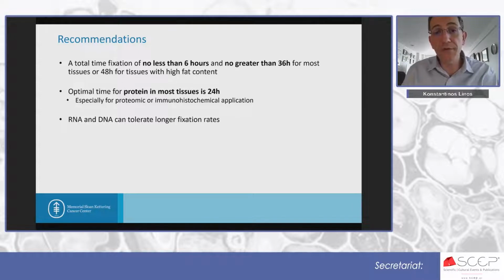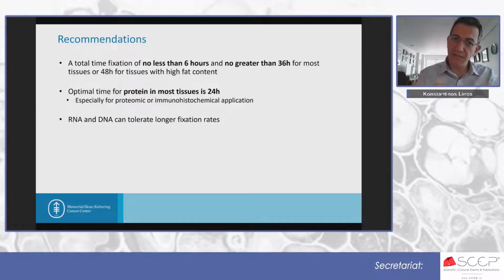So you should fix it more than 6 hours, but no greater than 36 hours for most tissues, or 48 hours for tissues with high fat content. Now, that is problematic in Greek hospitals because they are understaffed. What happens, and I've seen that, is the surgeon sends the specimen, let's say the cold ischemia is less than 1 hour, you can question that. And then they're so busy that the tissue is sitting in the bucket for 5 days, 6 days till it gets grossed, right? And that immediately will possibly affect the reliability of your molecular results.